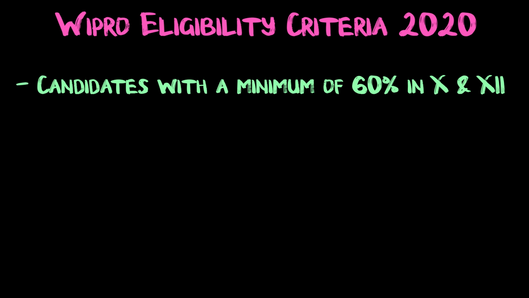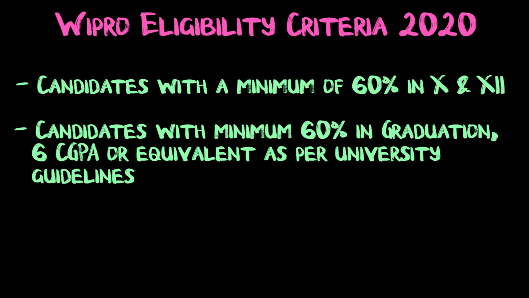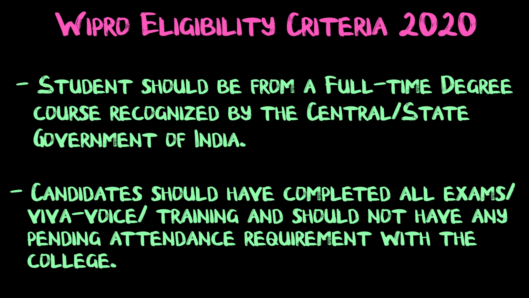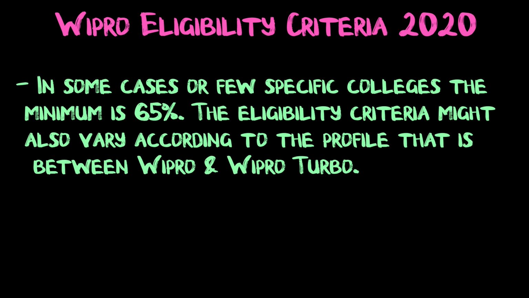So now let's talk about Wipro eligibility criteria. Like most of the other companies, Wipro eligibility criteria according to its latest recruitment is as follows. Candidates with minimum of 60% in 10th and 12th. Candidates with minimum of 60% in graduation or 6 CGPA or equivalent as per university guidelines. Candidates should not have any standing arrears or live backlog at the time of application. The other criteria are: in some cases of few specific colleges, the minimum is 65%.